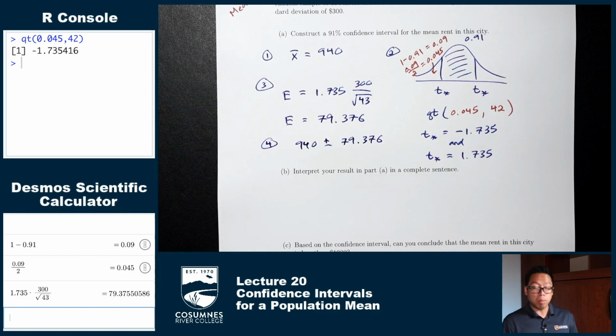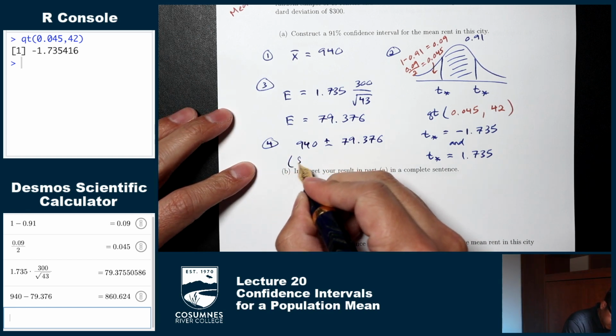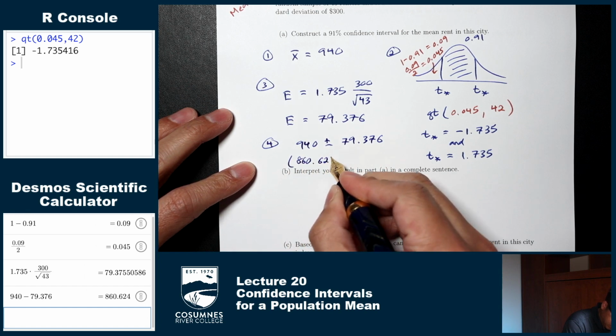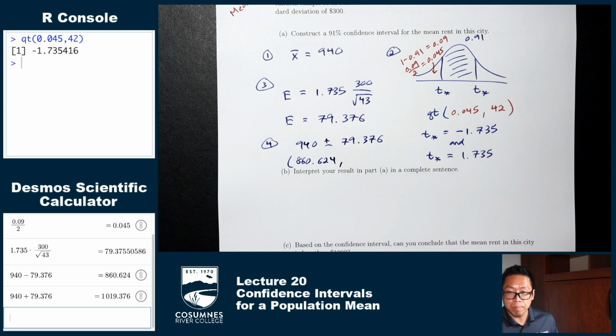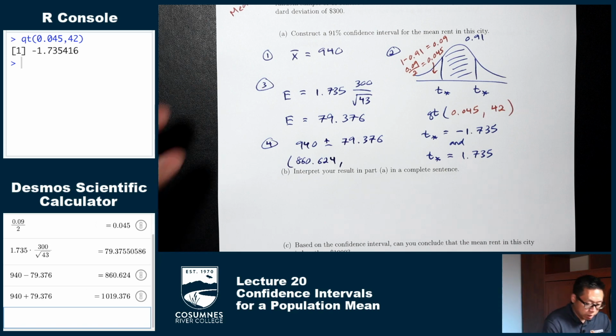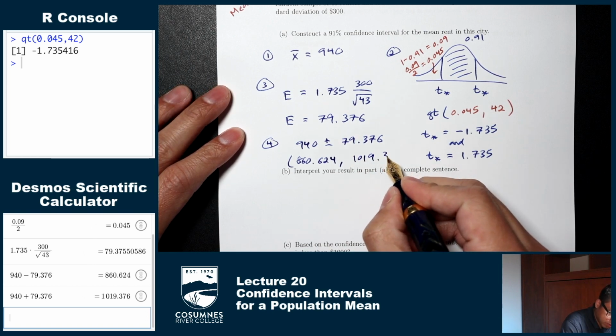And then to get our final interval, subtract to get the low number and then add to get the high number. So I'll start by subtracting. 940 minus 79.376. Okay, our low number is 860.624. And our high number is going to be 940 plus 79.376, which is 1019.376.